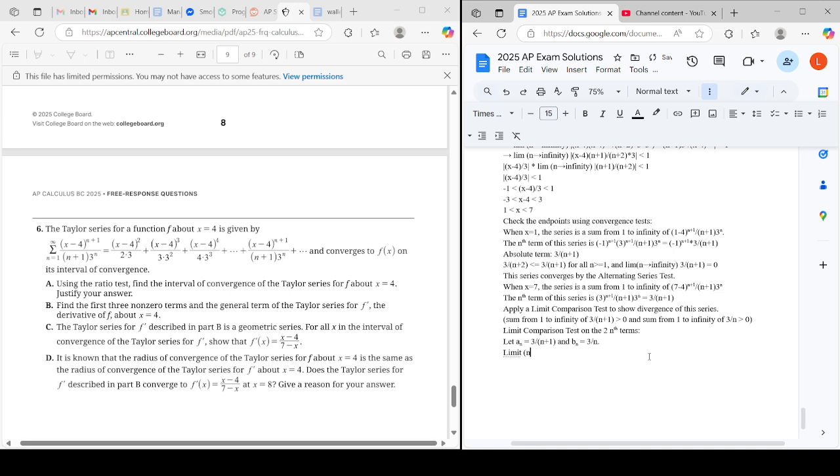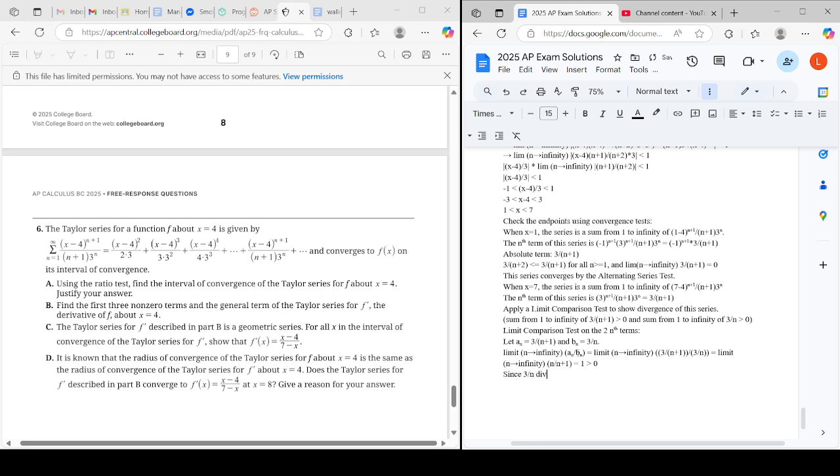So the limit as n approaches infinity. We want this to be a finite number. a sub n, b sub n equals the limit as n approaches infinity of 3 over n plus 1 over 3 over n, and this will equal the limit as n approaches infinity of n over n plus 1 equals 1. It is a greater than 0 term, so the limit comparison test is valid.